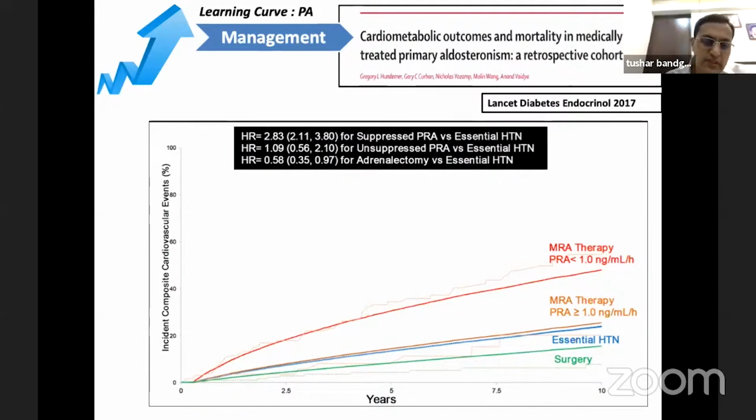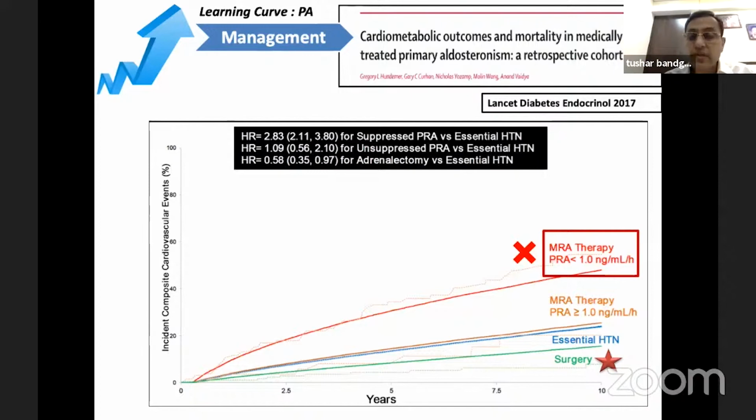What has been shown in this elegant study is that they looked at patients' cardiometabolic outcomes and mortality in medically treated patients. They compared them with those with essential hypertension. It was very clearly shown that if the data is compared with surgery for unilateral adenomas, surgery is the best. But when it comes to medical therapy in bilateral disease, the adjustment of dosages of mineralocorticoid receptor antagonist therapy, which should be adequate, is based on strong clinical follow-up, as well as potassium and renin monitoring, which needs to be done.